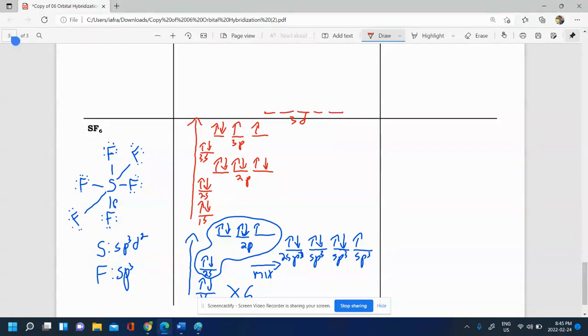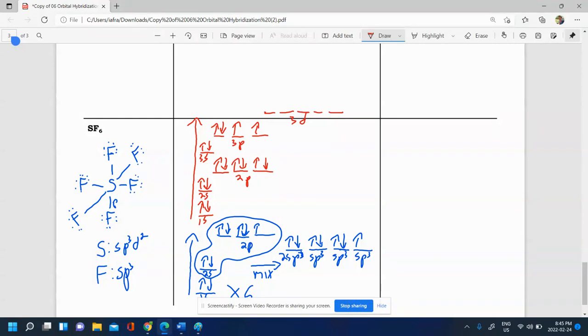Now, we want to look at sulfur and see how many electrons it needs for bonding. Notice it's forming 6 bonds with the sulfur. So it needs 6 single electrons for bonding. And if you look in the third shell, sulfur does not have 6 single electrons. It only has 2. But we can generate 6 single electrons through electron promotion and hybridization.